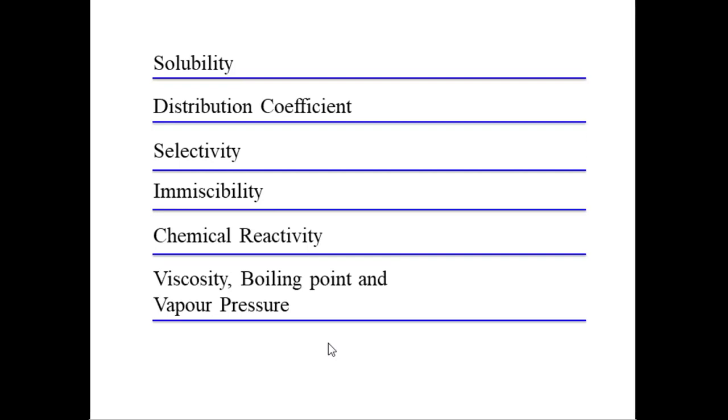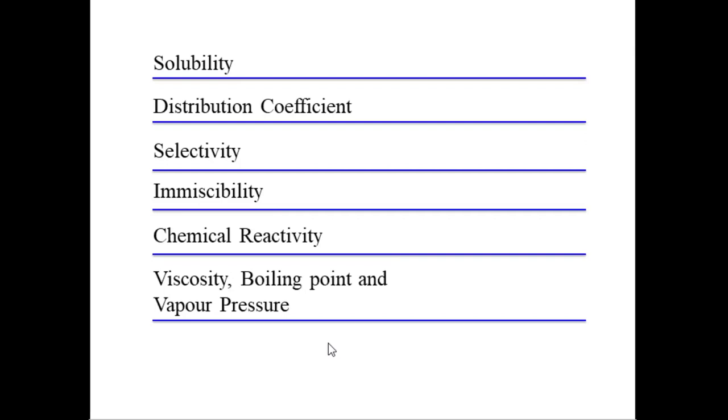But for now, we'll restrict our discussion to the list of ideal properties for the solvent system to be used in the extraction process. And the first property to be considered is solubility, because this is the one property where you find the ability of a solvent to dissolve a quite good amount of the analyte.